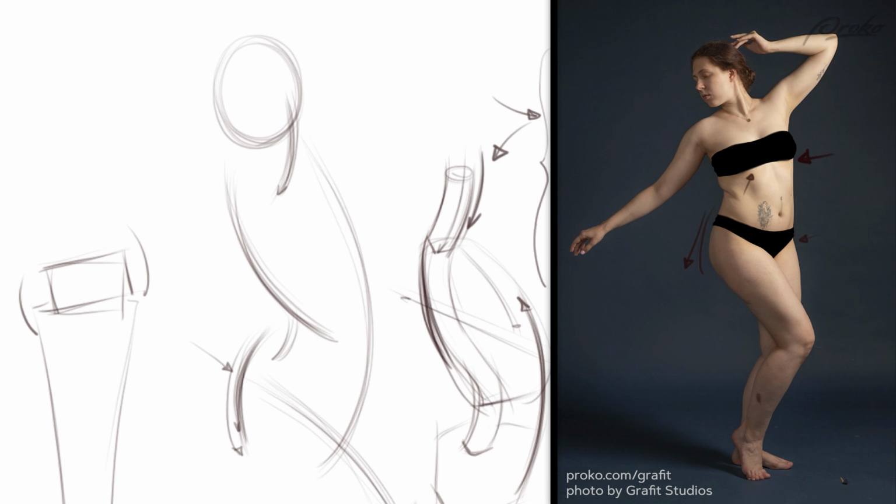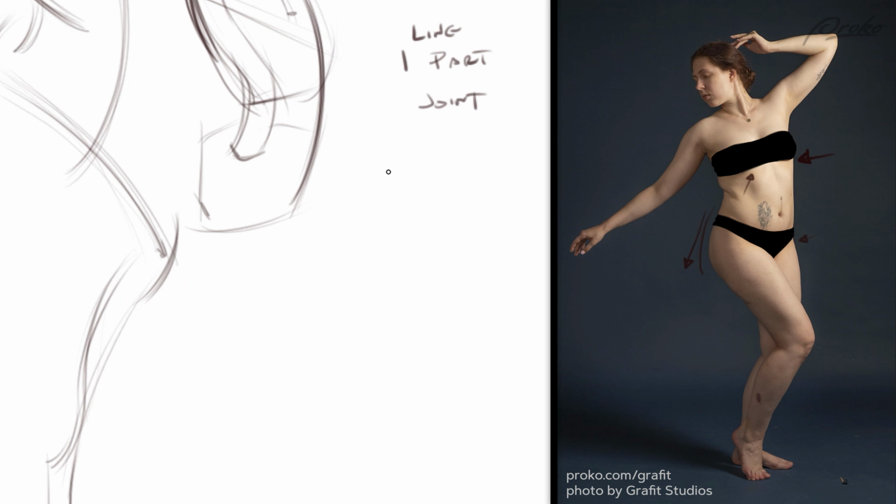Now we find ourselves at the foot. So let's say a few things about the foot. So the basic idea of the foot is a triangle. I think it's a good shape, right? It's a good shape because we want to have some kind of stability and contact with the ground. So I always try to keep this with some type of movement or dynamism to it.